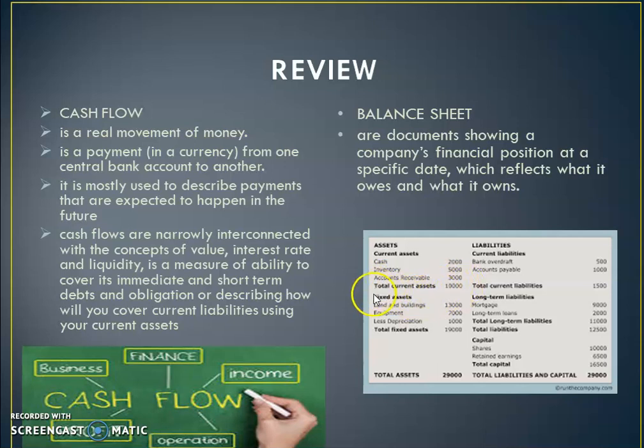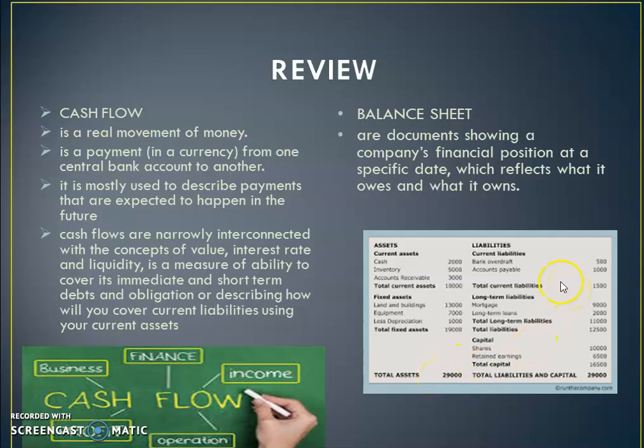For fixed assets, we have examples here: land and buildings, and the cost, the value of that land and buildings. Also the equipment and the value of the equipment here, and less the depreciation. The depreciation cost is the decrease of the value of this tangible goods. And here is the total fixed assets. And total assets here is 29,000.